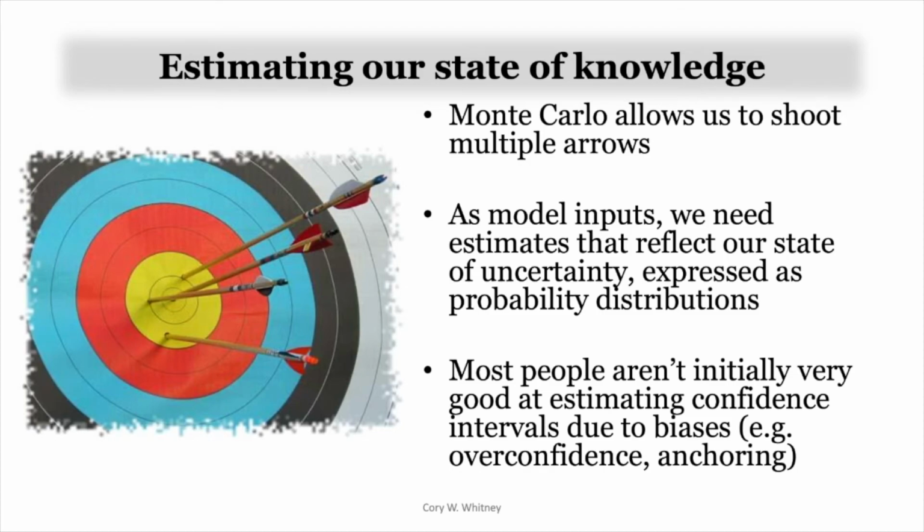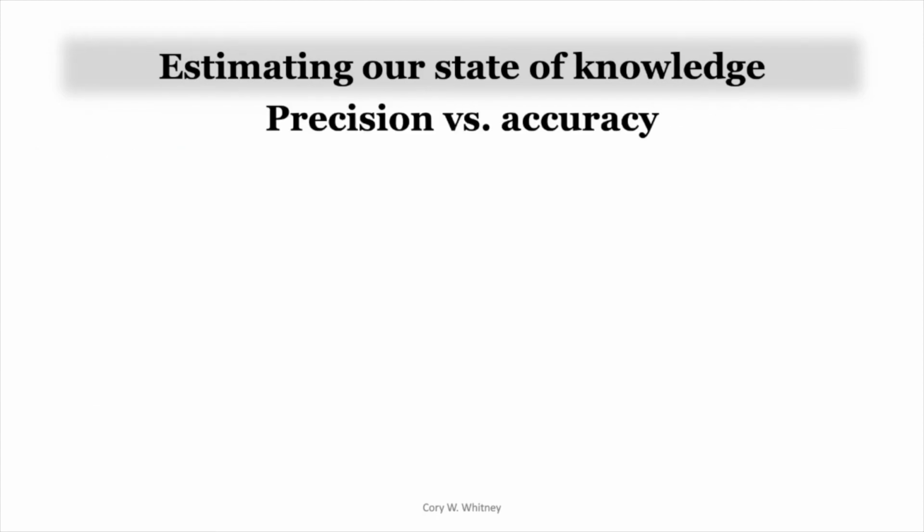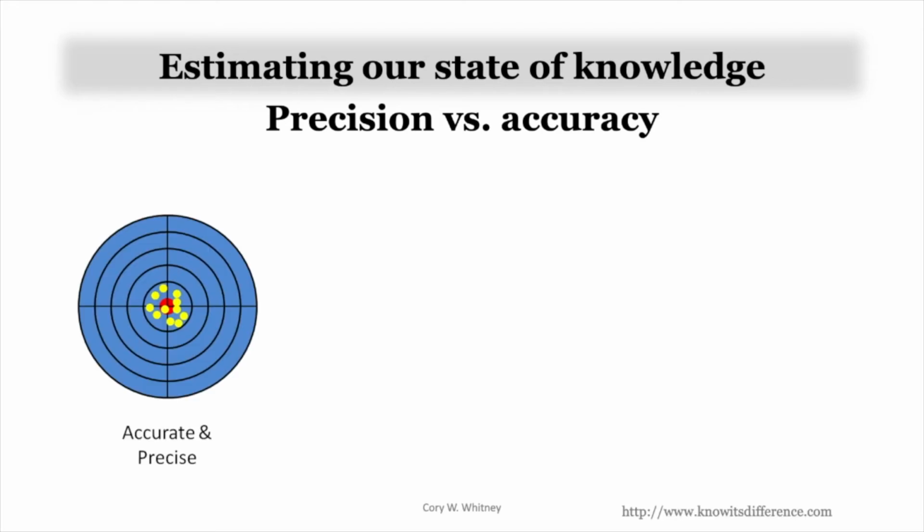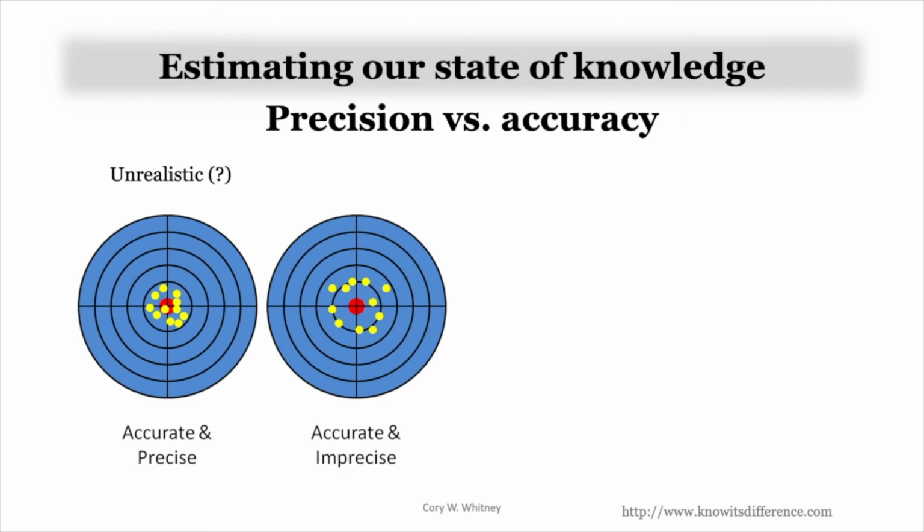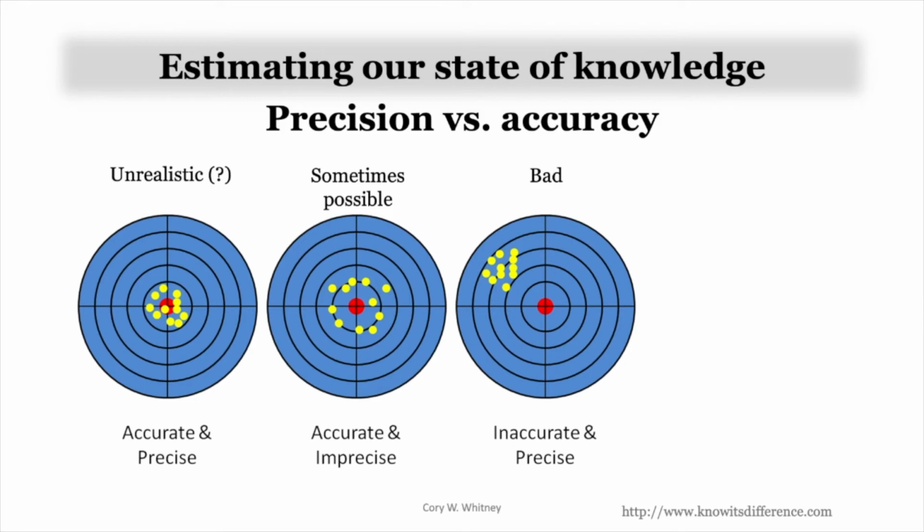And the thing is that most people aren't usually really good at estimating their confidence intervals because of all these biases, a number of others as well, including overconfidence or anchoring. So when we want to estimate our state of knowledge, we need to think about precision versus accuracy. This is accurate and precise, but if I ask somebody to provide me an estimate, it's most likely not going to be quite accurate and precise, but rather we tend to go toward accurate and imprecise. This is sometimes possible, but what happens very often is that people go for inaccurate and precise.